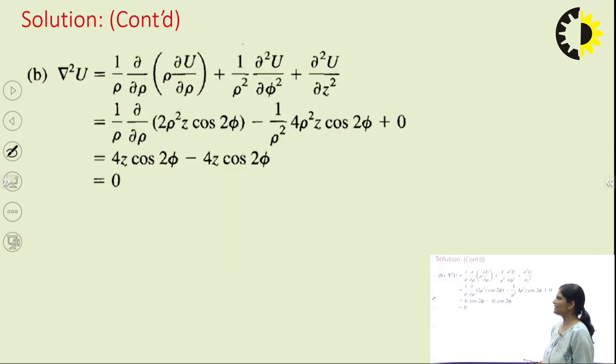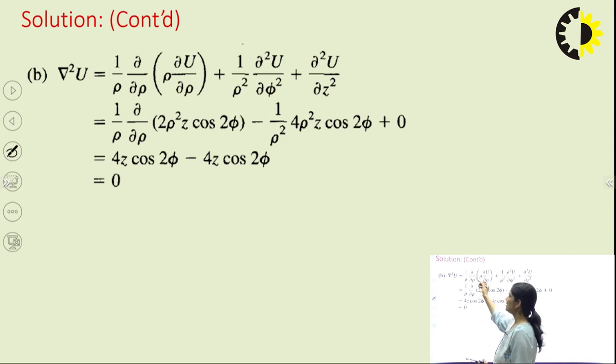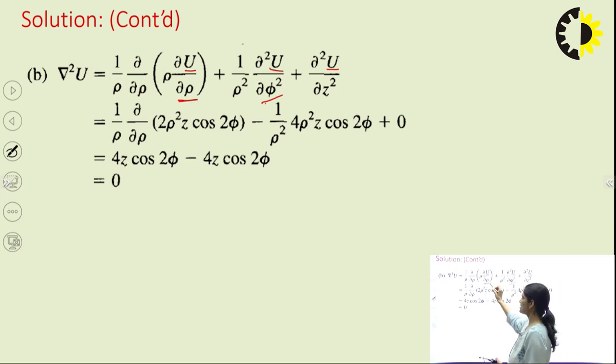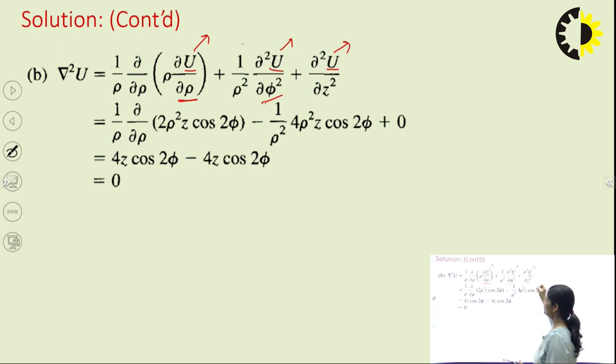Now this is in cylindrical form. So del square u is equal to 1 upon rho del upon del rho in bracket rho del u upon del rho, plus 1 upon rho square del square u upon del phi square, plus del square u upon del z square. So put the value of u here in terms of rho. These are the coordinates in cylindrical form, rho, phi, z, and you have to put here the value of u from the given question. Now find this and you will get the result, which is equal to 0. You have to differentiate u with respect to rho here, with respect to phi here, and with respect to z here. Now you will get the result.